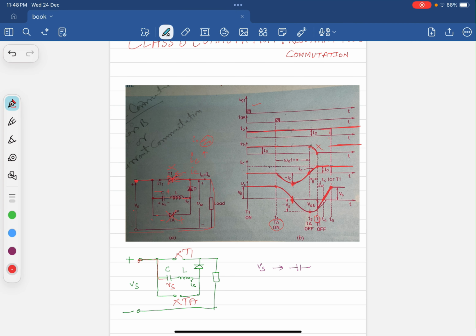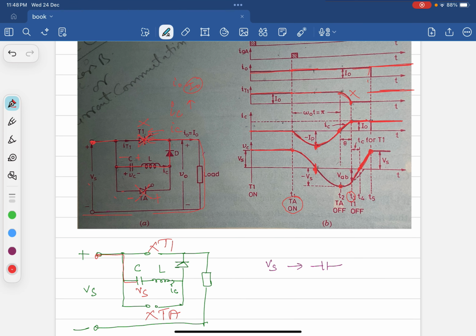So what happened here: as a thyristor is commutated by the gradual buildup of resonant current in the reverse direction, this method of commutation is called current commutation, or class B commutation, or resonant pulse commutation.